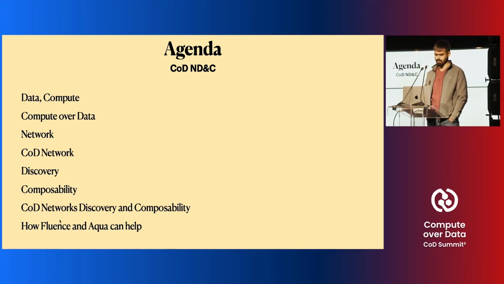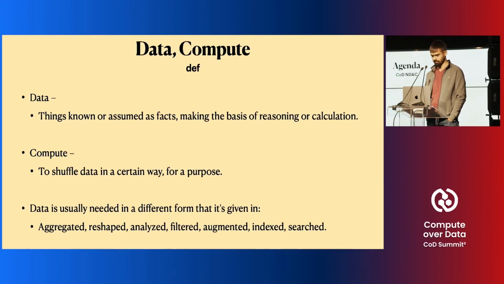I will speak about data, compute, network. What does it mean to have a computer data network, and why do we need many? What does discoverability, composability mean? What do computer data networks, discovery and composability mean? And finally, when we have some understanding of the problem, I will tell what we at Fluence do to help with this problem. So first of all, data and compute.